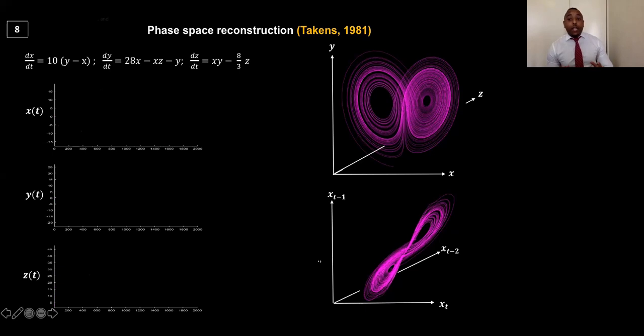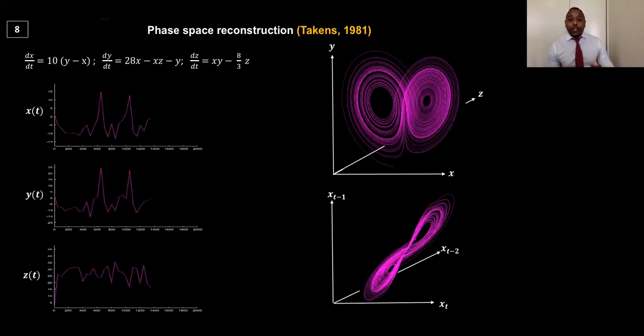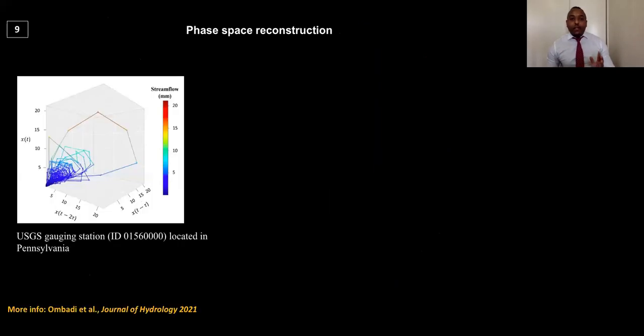Now, what does this mean in a hydrologic context? Well, it means that we can use streamflow observations and only streamflow observations to reconstruct the attractor of the hydrologic basin. So this figure here shows the attractor constructed from daily streamflow observations for a hydrologic basin in Pennsylvania. And the coordinates of this attractor consist of daily streamflow observations lagged by 0, 1, and 2 time steps.